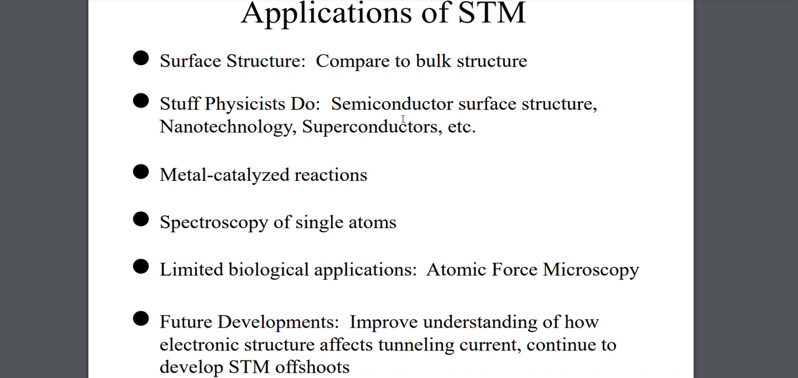Now, where can this STM be applied in real life? It can be used to compare bulk structures, and it can also be used to create semiconductor surface structures, nanotechnology, and superconductors. They are used in metal catalyzed reactions and spectroscopy of single atoms. They can also help in future developments, like improving the understanding of how electronic structures affect tunneling current. And this is the development that STM offshoots.